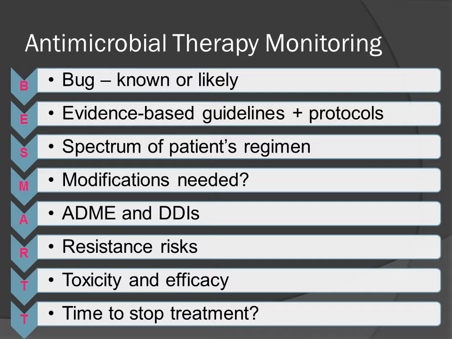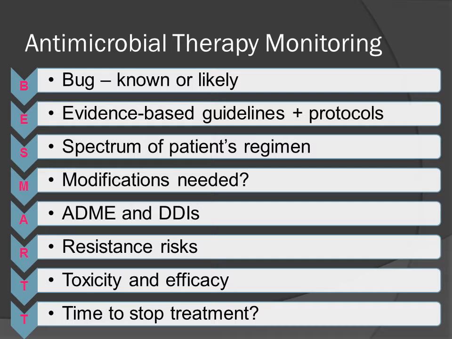S would be the spectrum of the patient's regimen. So what types of bugs do the antibiotics that the patient's currently receiving cover? Does it cover all the likely pathogens? Do you need to add on additional therapy? Is it too much coverage? Are you double covering maybe bacteria that don't need to be double covered?